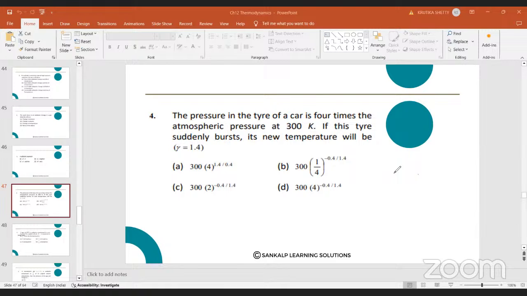For the adiabatic process, we can use the formula P1 T1 raised to gamma is equal to P2 T2 raised to gamma. Okay. So using this formula, you can calculate. Priya is getting option D. What about the other students?